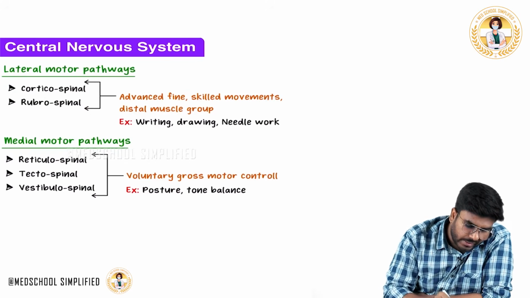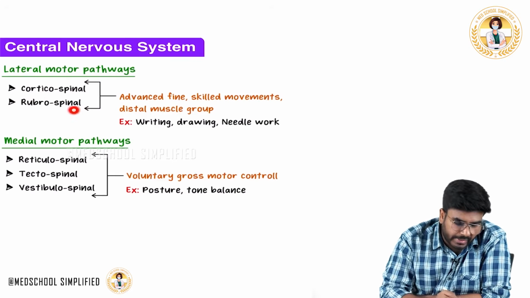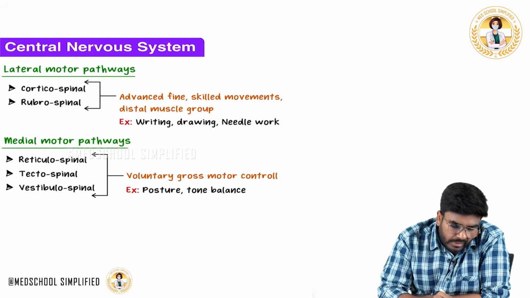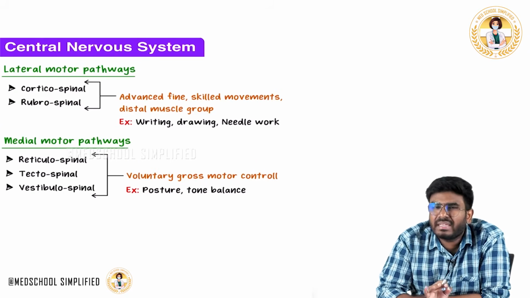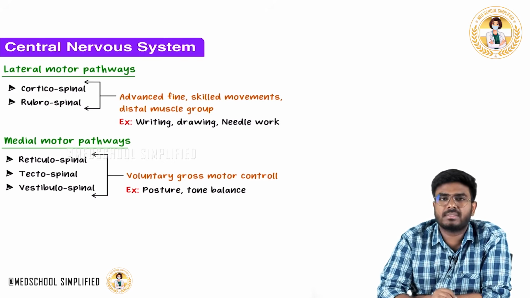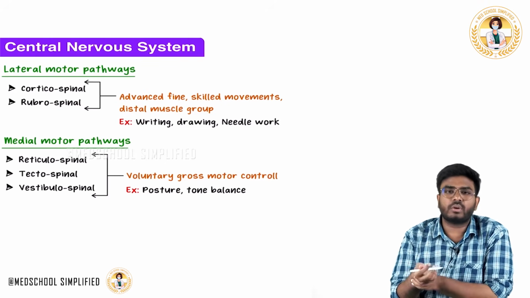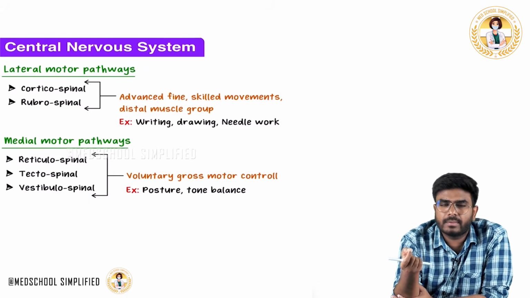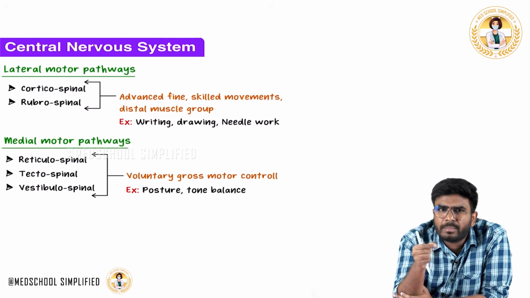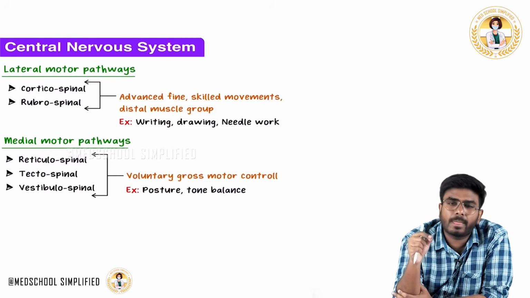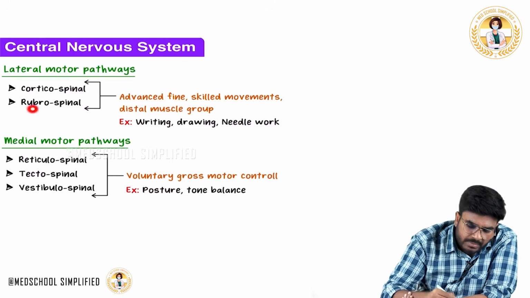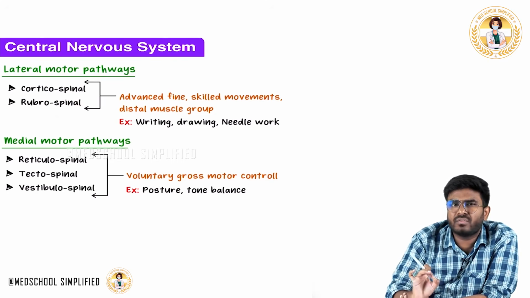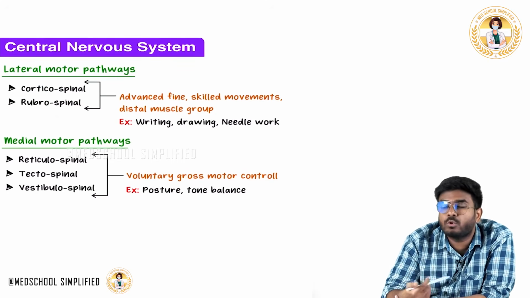So who comes under the lateral motor pathways? Lateral corticospinal and rubrospinal. These are advanced tracts. What are they doing? They are associated with advanced fine skilled movements. They are going to control the distal muscle group, for example writing, sewing work, painting, anything very precise. These pathways are the motor pathways, controlling motor movements. Which type of motor movement? Fine movements. They are controlling the distal group of muscles.